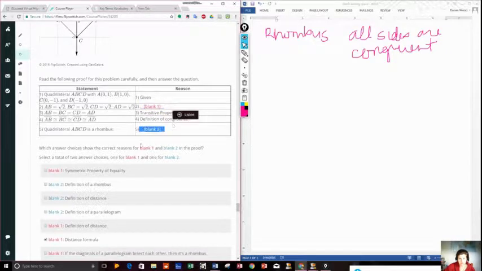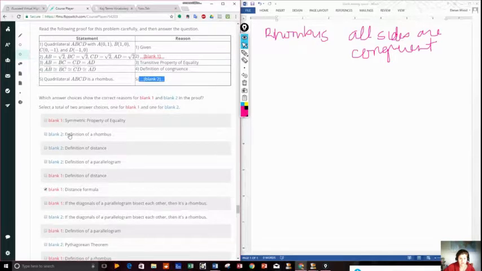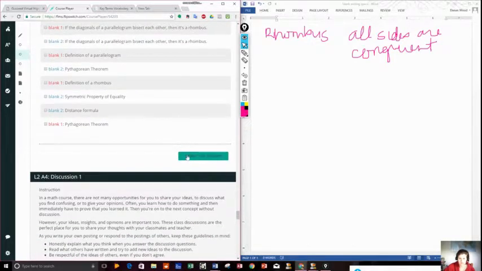And so we need a blank 2. What is the reason for that? So let's look at our blank 2. Blank 2, definition of a rhombus. Blank 2, definition of a distance formula. Okay, well, thinking back to what we had to prove was that the rhombuses had all the sides being congruent. So that's the definition of a rhombus. And we're not worried about the definition of a parallelogram because we're dealing with a rhombus, even though a rhombus is a parallelogram. We wanted to prove that it was a rhombus. So let's check those and move on.